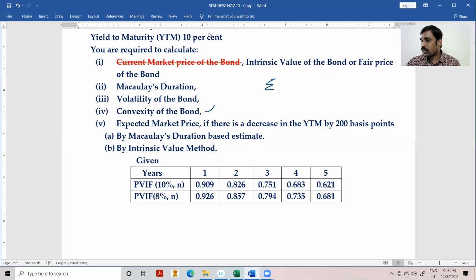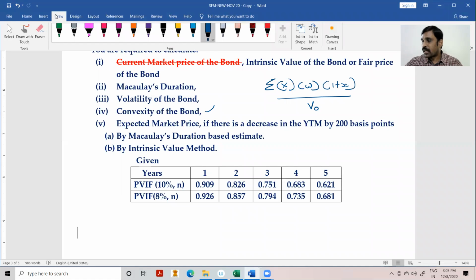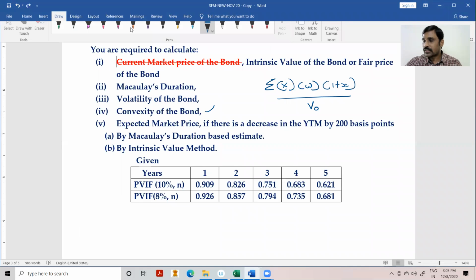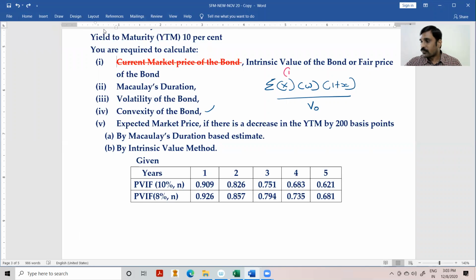The formula is the summation of X times W times 1 plus X, divided by V0, divided by V0. This is the formula. If you look at it, I am multiplying three products: 1, 2, and 3. What are those three products?